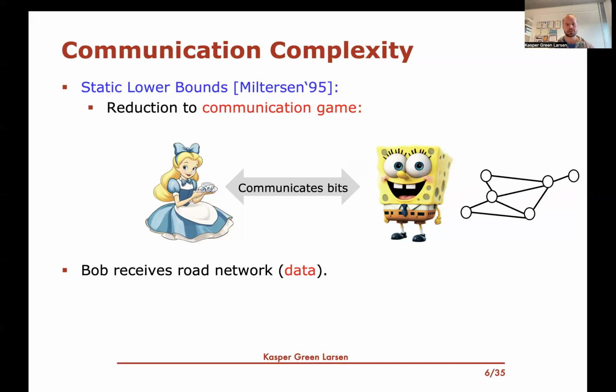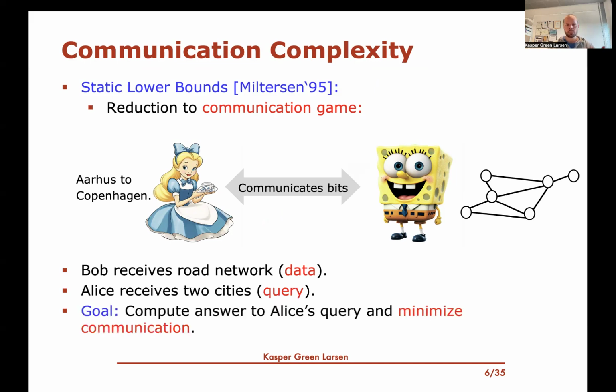When we're trying to prove a lower bound for a data structure problem, the reduction that Miltersen came up with is such that Bob always receives the input to the data structure problem, the data, as his input. So he receives, say, a road network. Alice receives a query to the data structure problem, so a pair of cities. If it was the Danish road network, maybe she receives the two cities, Aarhus and Copenhagen, and needs to compute the distance between them along the shortest path. So the goal in the communication game is for Alice and Bob to compute the answer to Alice's query on Bob's input, while trying to minimize the number of bits they need to send to each other.